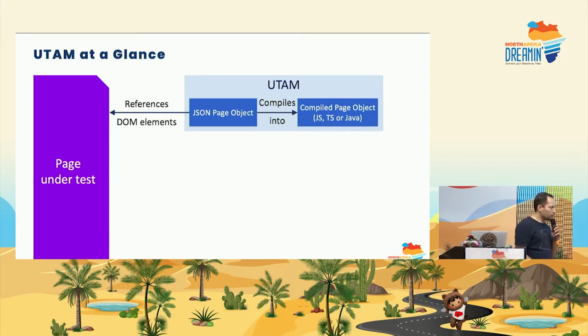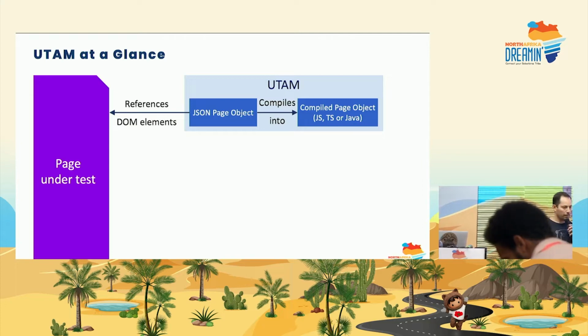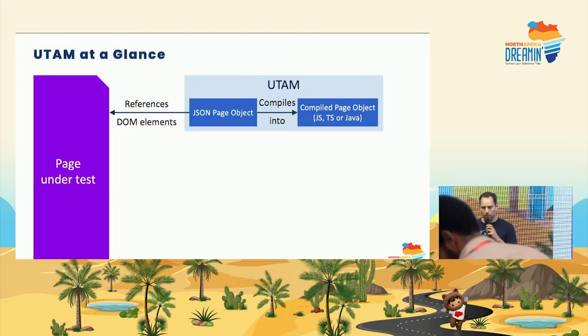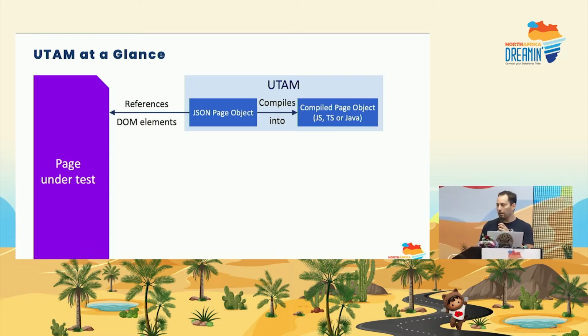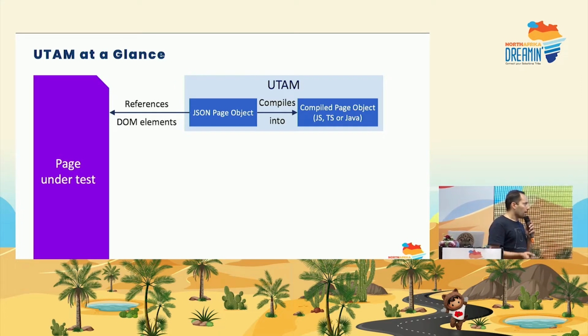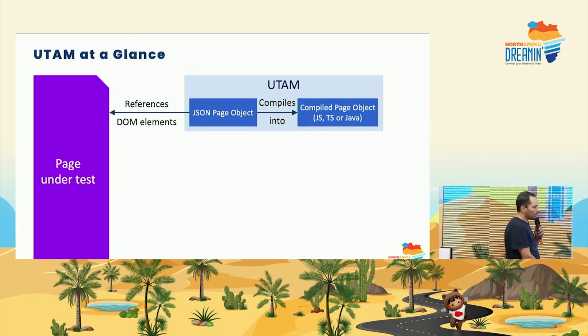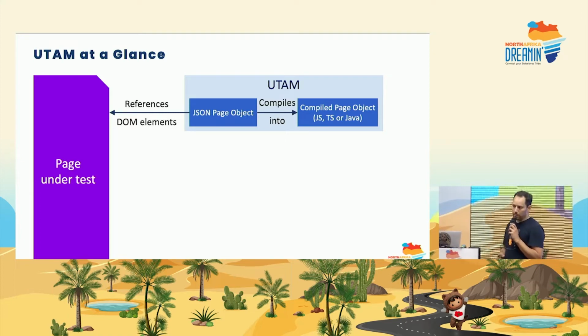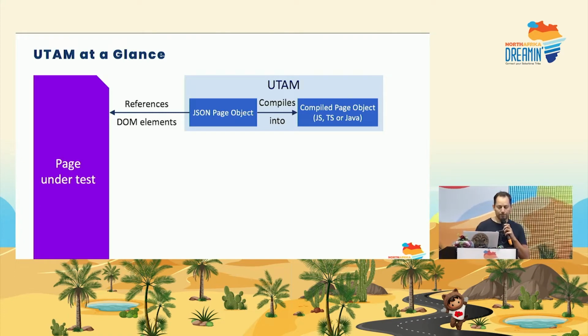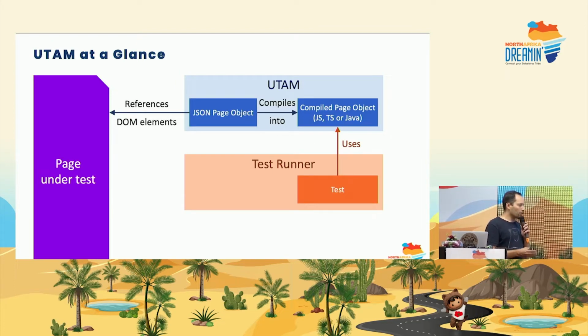After that, you're going to use UTAM to turn those JSON page objects into actual test code. The way it works is that there's something called the UTAM compiler, and the UTAM compiler will take your JSON objects and turn them into code that you can run. Right now, we support UTAM with JavaScript, TypeScript, and Java, so you can write your test code in any language that is in this list. And when you write your end-to-end test, you'll reference those compiled page objects in your test.